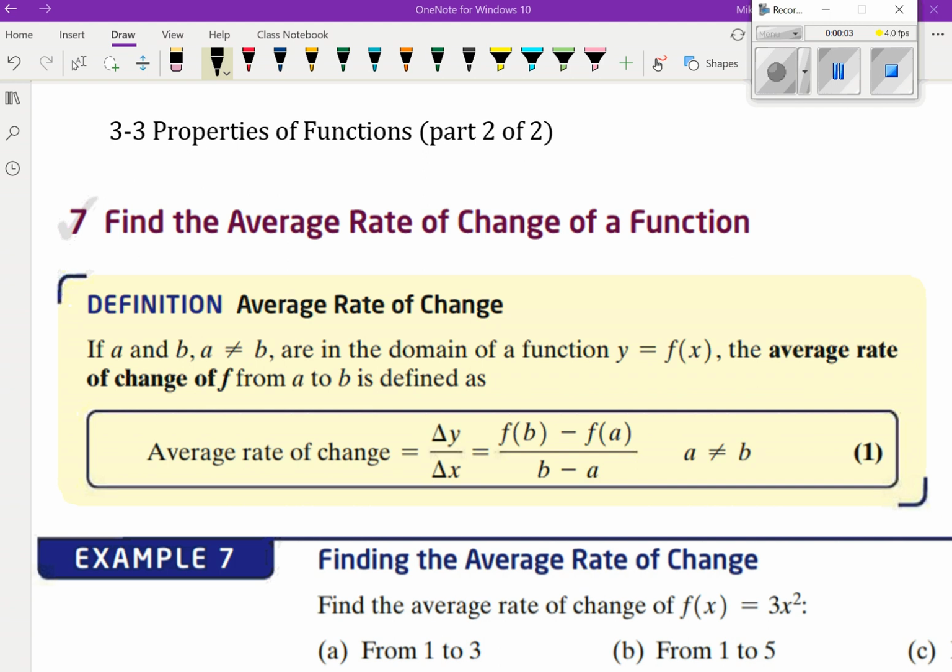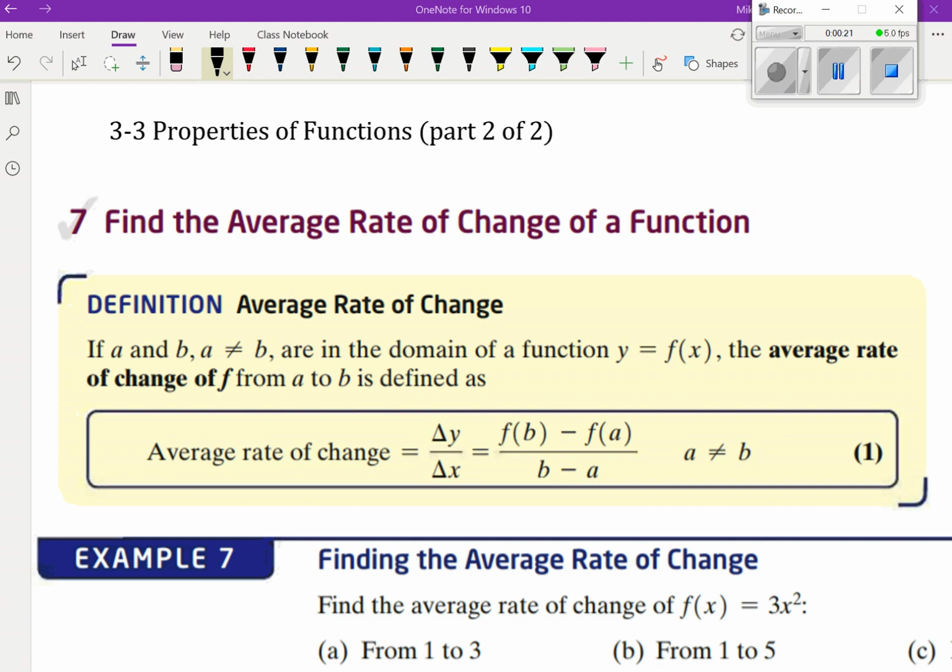And welcome back. So we're taking a look at properties of functions. This is the second in a two-part video series here. What we want to do is find properties of functions. The next thing that we want to take a look at is the average rate of change of a function. So how is the function changing from one point to another point?